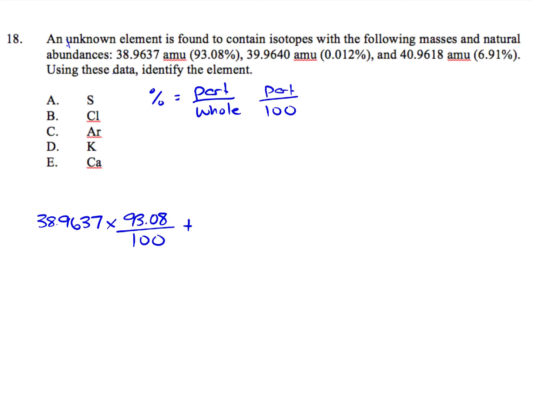So the second isotope, 39.9640. And we multiply that by 0.012 out of 100. And then our third isotope, 40.9618.